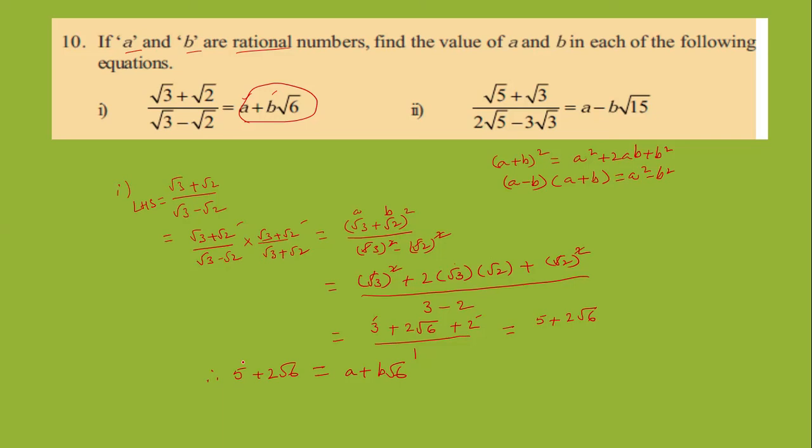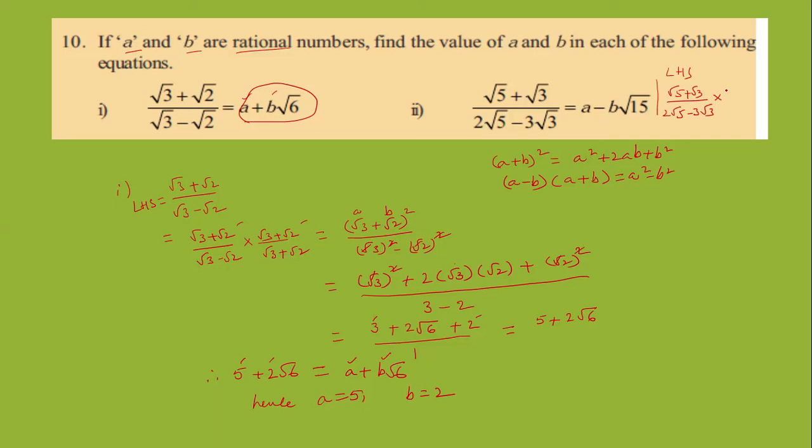Then what is in the right hand side of the given problem? A plus B root 6. You compare these two, left hand and right hand side parts. In the place of A, what is in the left hand side? 5. Hence A is equal to 5. And you observe in the right hand side second term, the place of B has 2. So B equals 2. In this manner, you may find the A value and B value. In this way, you may find the second question at your home.